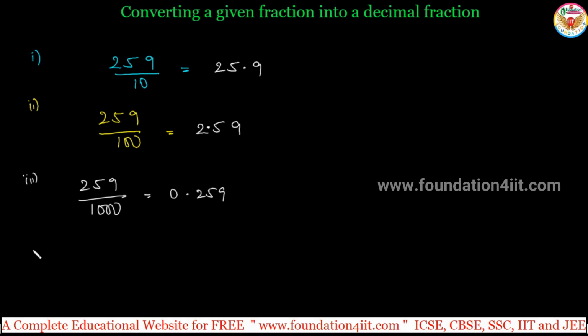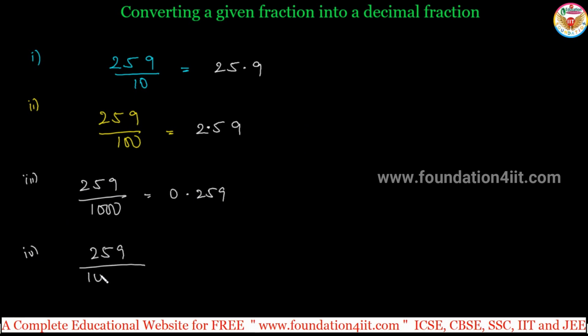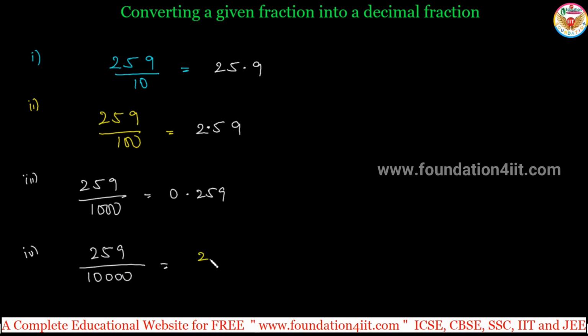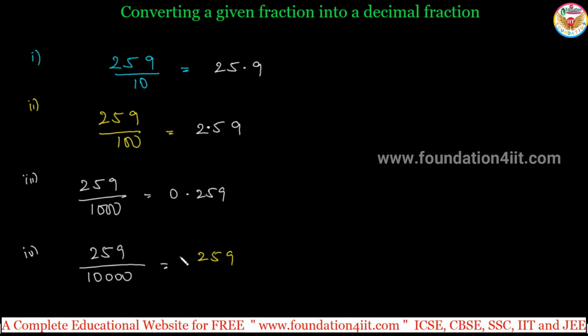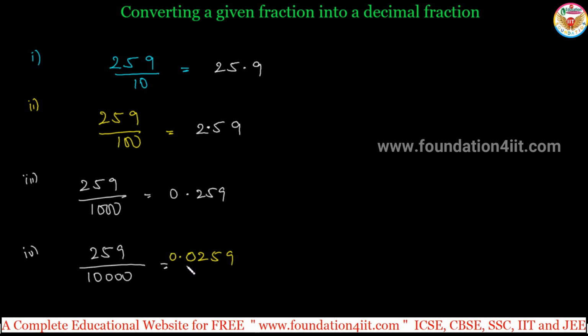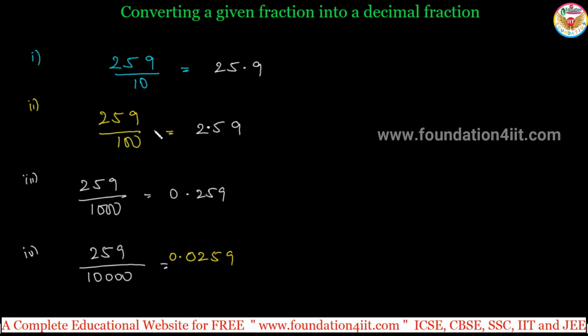In case it is more, 259 by, let us take 4 zeros. How to write? Take this 259 from the right side, fourth place. Up to here is 1, 2, 3. Again the fourth place is not there. So keep 0 and the point, and keep one more 0 before that. So 0.0259, that is 259 by 10,000. So this is converting when the denominator is 10, 100, 1000, and so on.